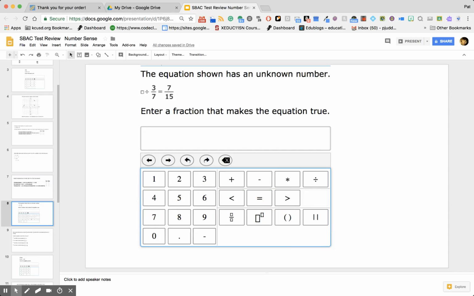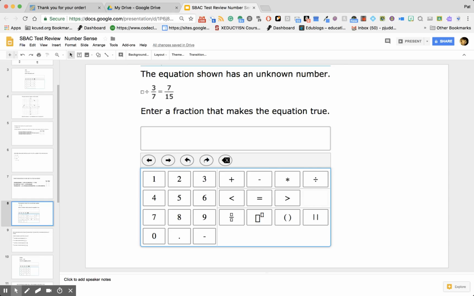On to the next one. The equation shown has an unknown number. Blank divided by 3/7 equals 7/15. So, some number or some fraction divided by 3/7 equals 7/15. Enter a fraction that makes this equation true.